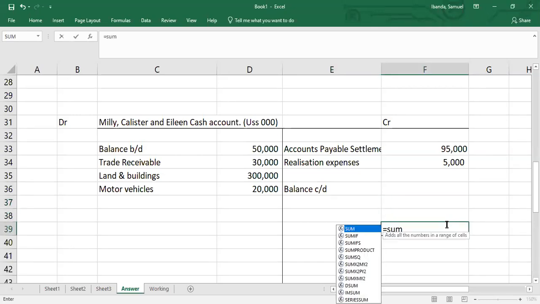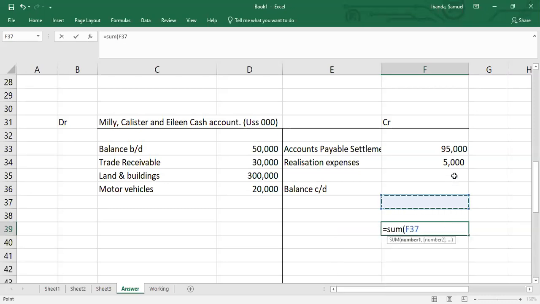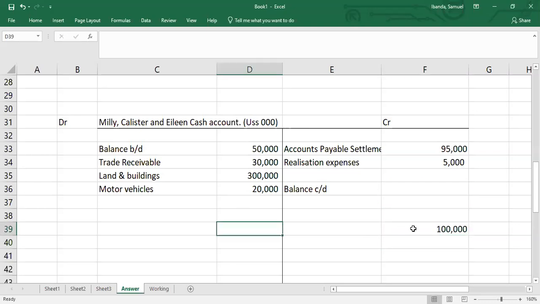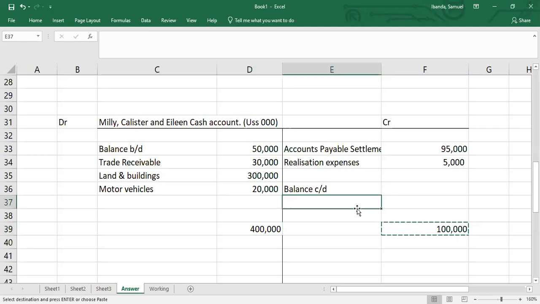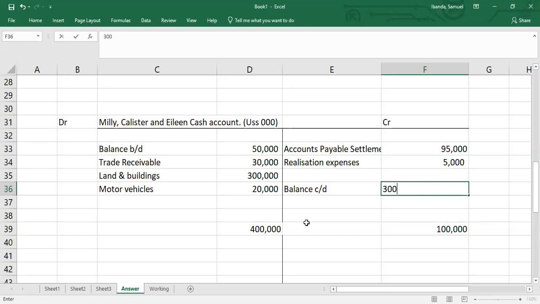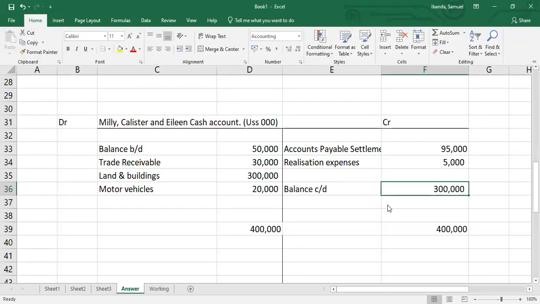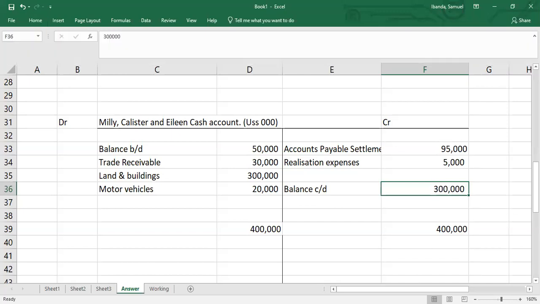This is the summation. So same thing here, 400,000. And of course, if this is 100,000, this is 400,000. Definitely, this will be, let's say, 300,000.